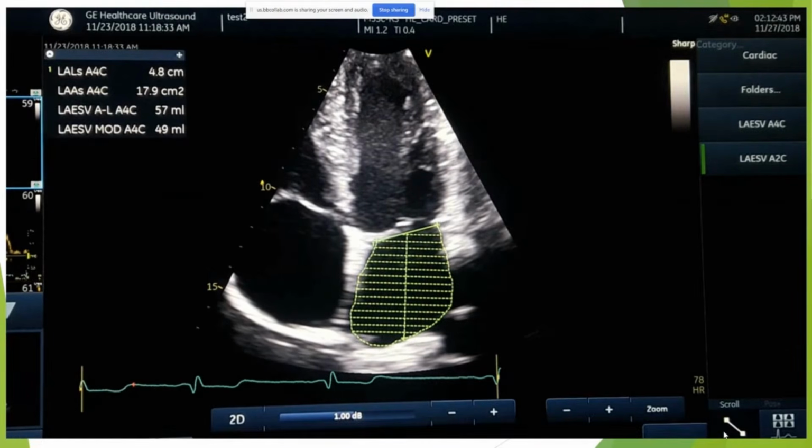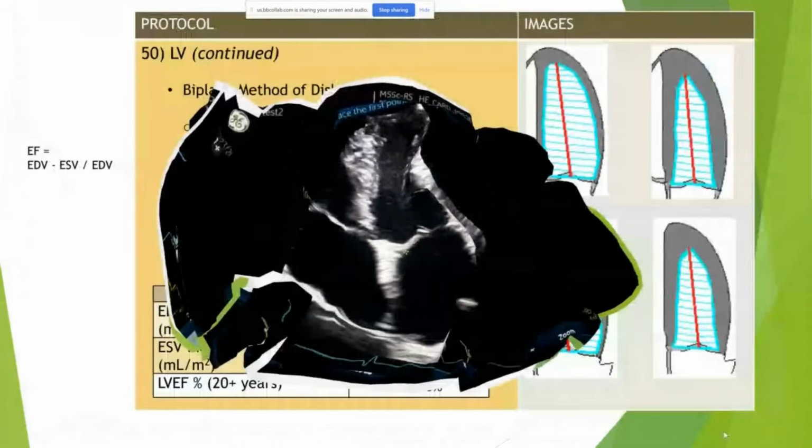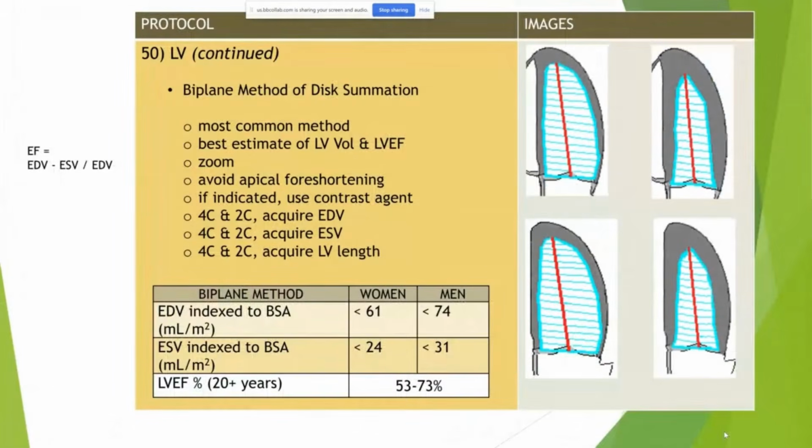So this is for the LA. Now we're going to talk about the left ventricle. We call this the biplane method of disc summation, but I'll talk about that here in a minute. For us, this is how we get the ejection fraction, or the EF. So remember again, the ejection fraction is the percentage of blood the heart pumps out every single time it beats.